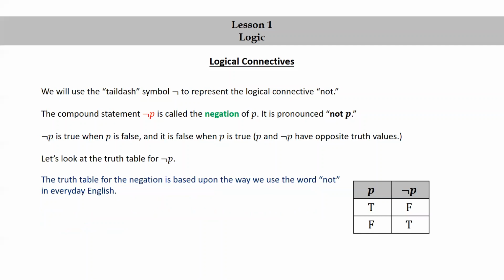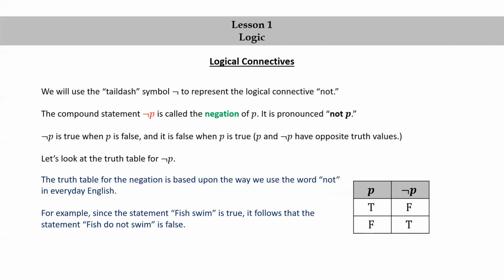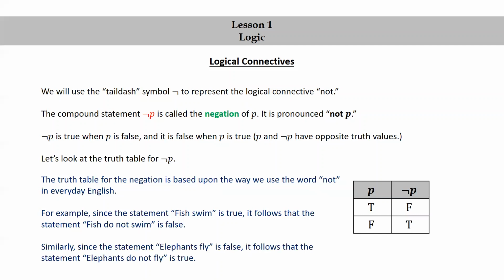The truth table for the negation is based upon the way we use the word not in everyday English. For example, since the statement fish swim is true, it follows that the statement fish do not swim is false. Similarly, since the statement elephants fly is false, it follows that the statement elephants do not fly is true.